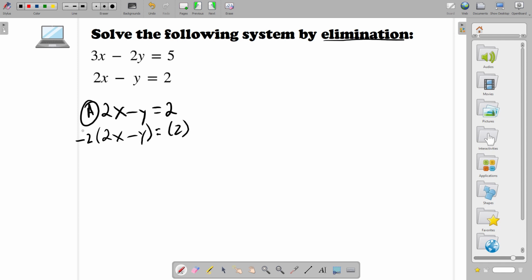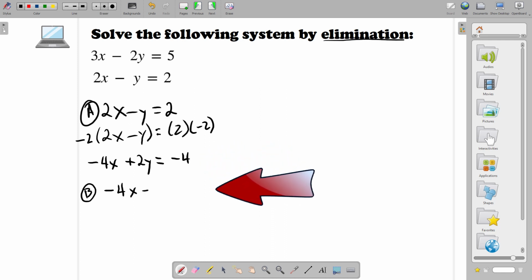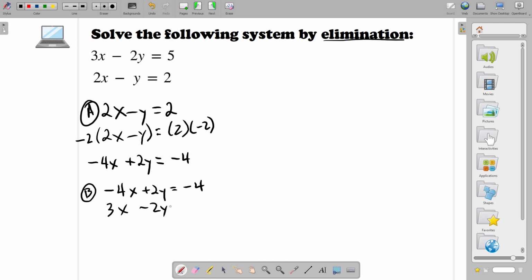So distributive property, negative 2 times 2x is negative 4x. Negative 2 times negative y is positive 2y. And if we do that on this side, we have to do it on this side. I get negative 4. Step B is now going to be to take this new equation and add the other equation to it. 3x minus 2y equals 5.